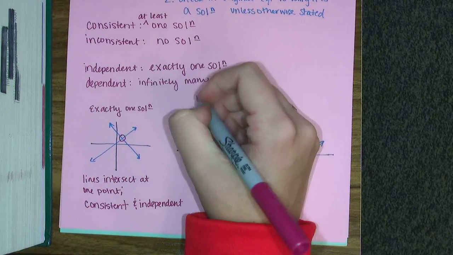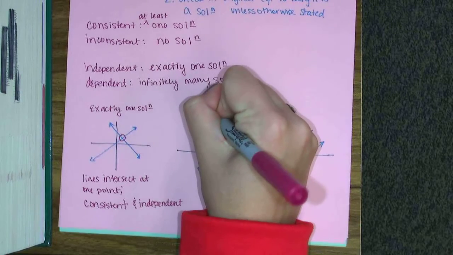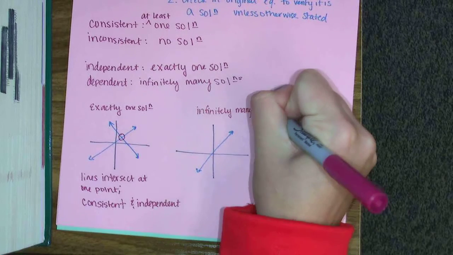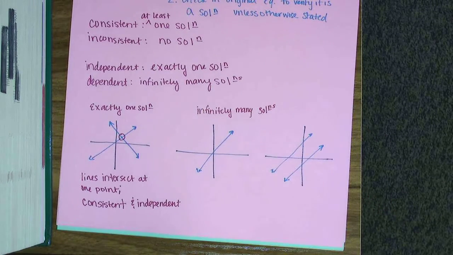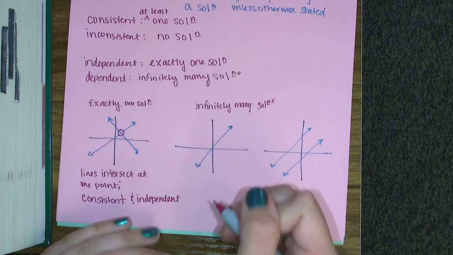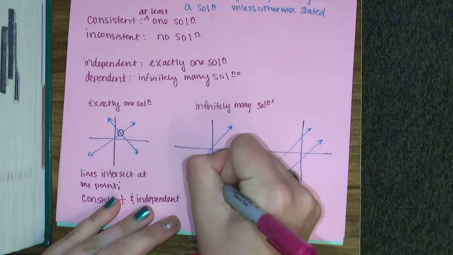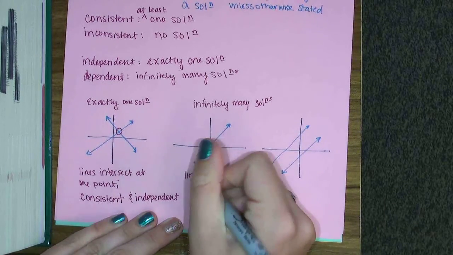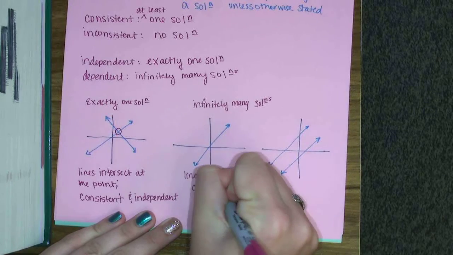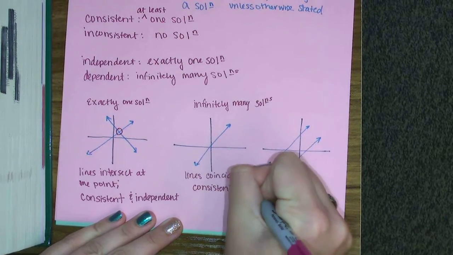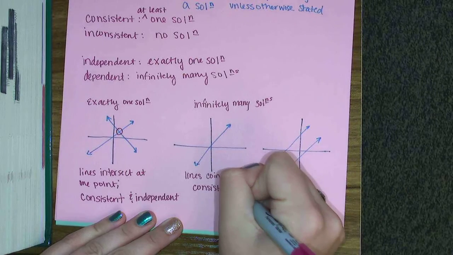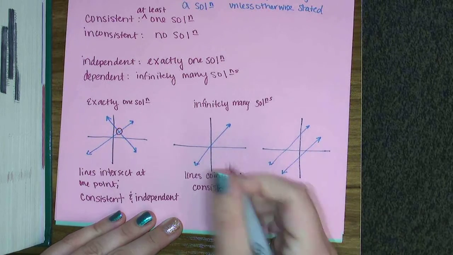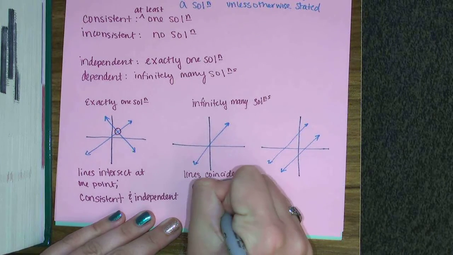The second one, there is infinitely many solutions. That is because the lines coincide, meaning they're on top of each other, or they're the same line. And this is consistent because it has at least 1 solution. Sorry, I don't know why I wrote that. It's consistent, and it is dependent because it has infinitely many solutions.